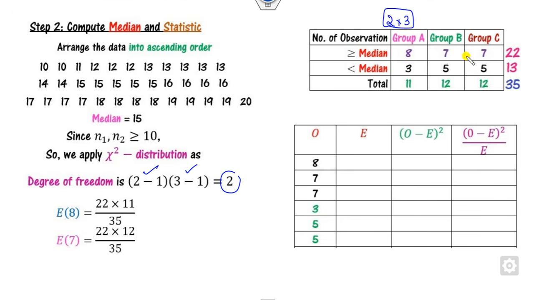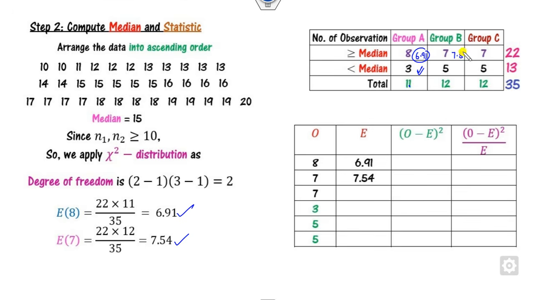So I can take the row sum and the column sum. I can find the value of E of 8, that is 22 multiplied by 11 divided by 35. Similarly I can find the value of 7, that's 22 multiplied by 12 divided by here. After the calculation you will get 6.91 here. Since the total is 11, can you find this value? You can easily find it. This is my 7.54. Again you can easily find this because the total is 12. You can see the row sum is 22. You can find the remaining one.